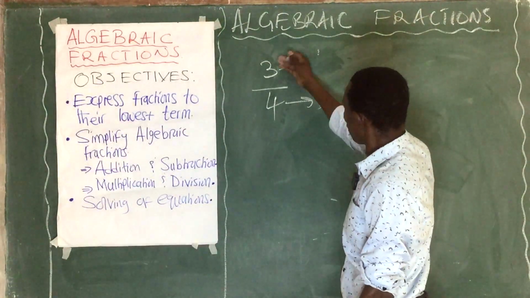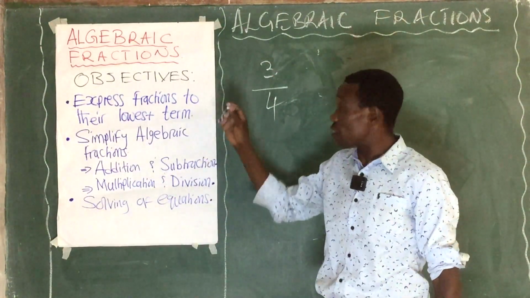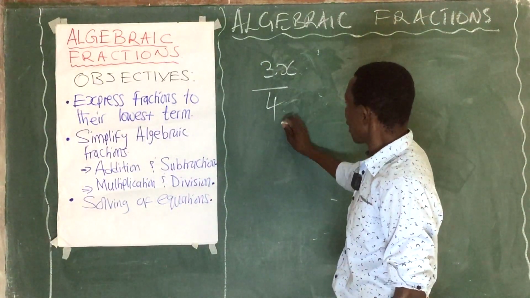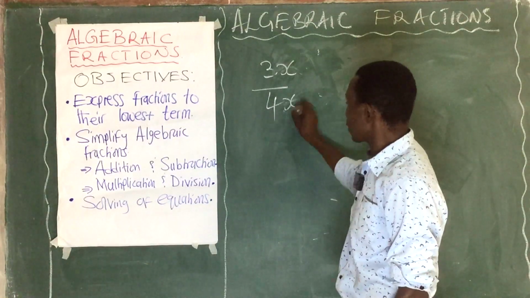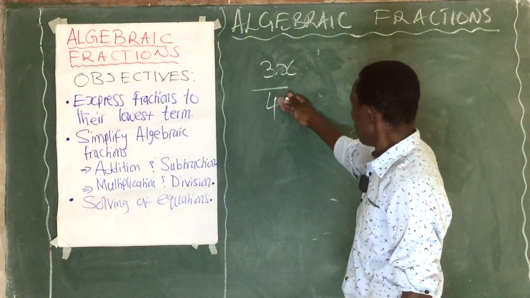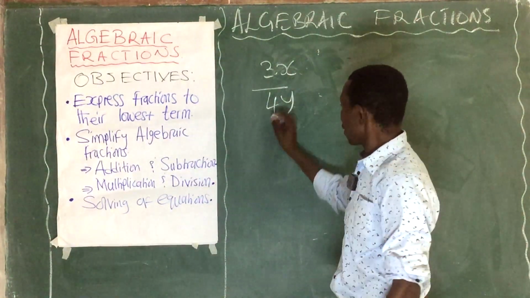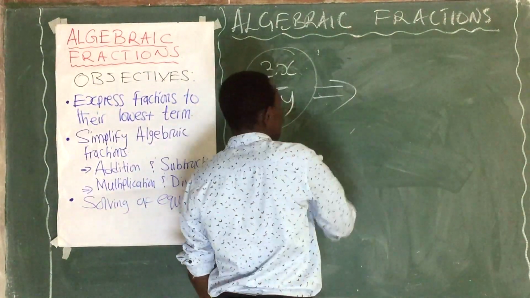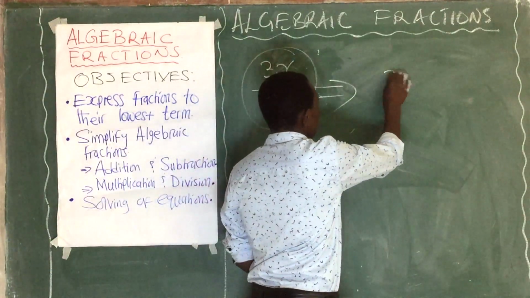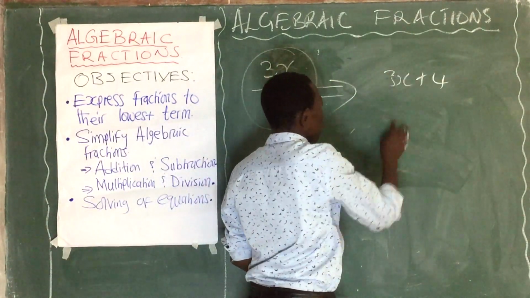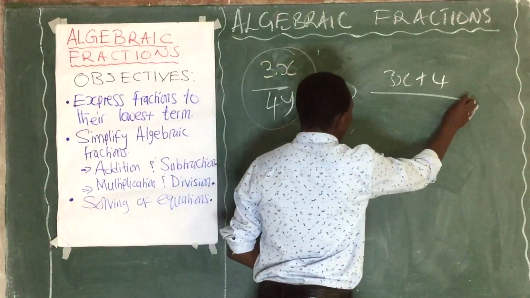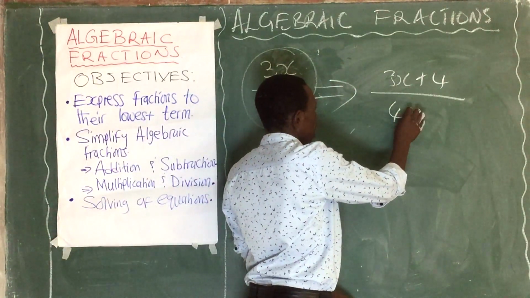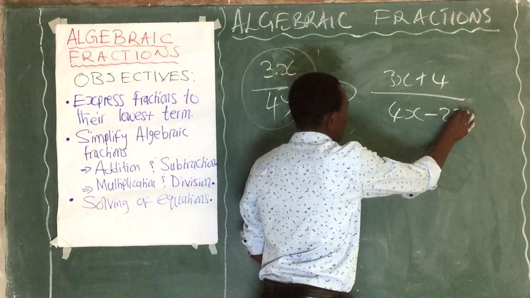But the moment I include variables within these numbers, like 3x here and maybe 4x there, or whatever variable, maybe y, this turns out to be an algebraic fraction. Other examples may be 3x plus 4, which can be regarded as a numerator, over a denominator like 4x minus 23.